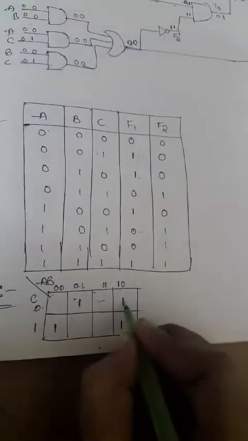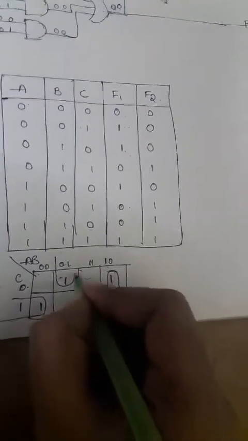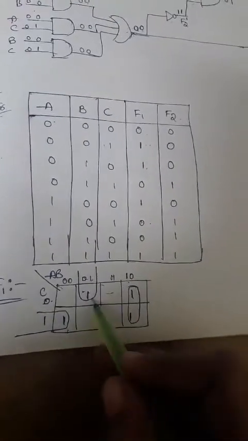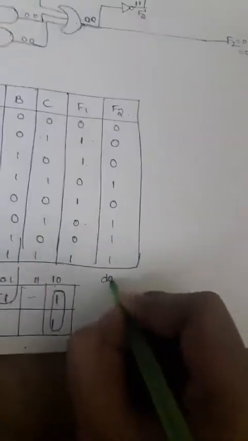Okay, so here this is 1 and here we can consider it like this. These two are not adjacent cells, that's why I can take them as singles. First, after grouping the cells, what is the next step? Finding the prime implicant result.